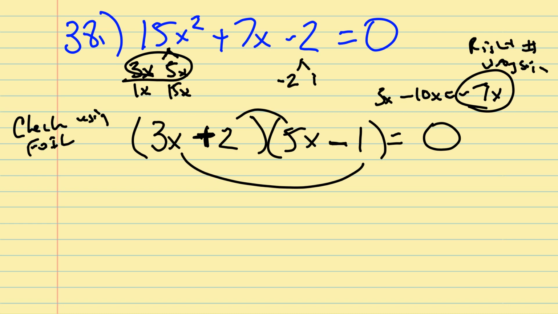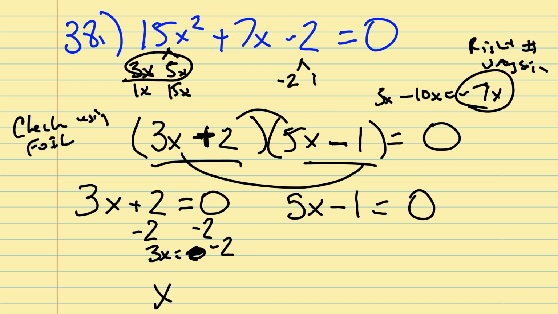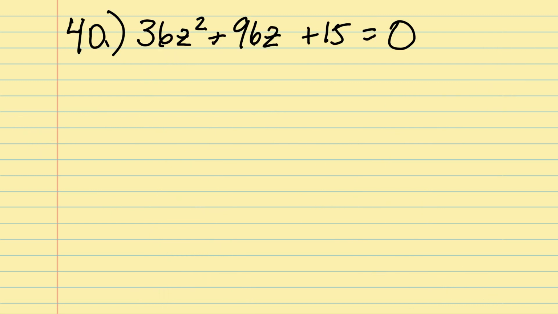Now I have two things equal to 0, so I get to say 3x plus 2 equals 0, and 5x minus 1 equals 0. Now I just solve using inverse operations. I subtract 2 from both sides. I get 3x equals negative 2, then x equals negative 2/3. Add 1 to both sides. I get 5x equals 1. I divide by 5, so x equals 1/5. Alright, and that's it for 38.